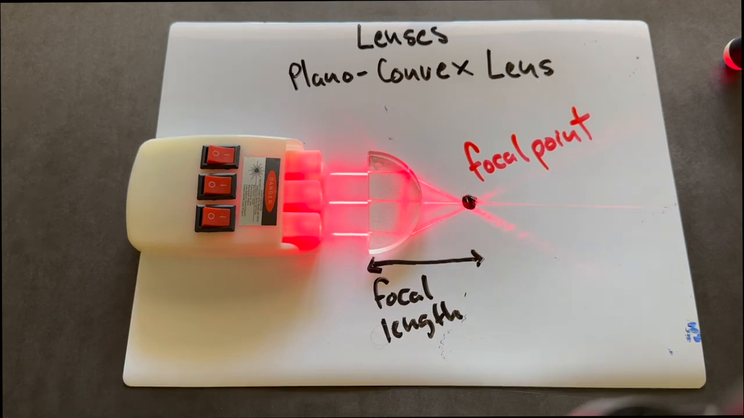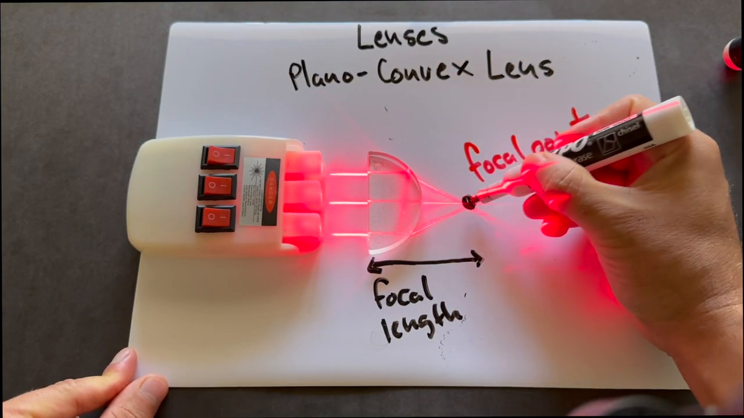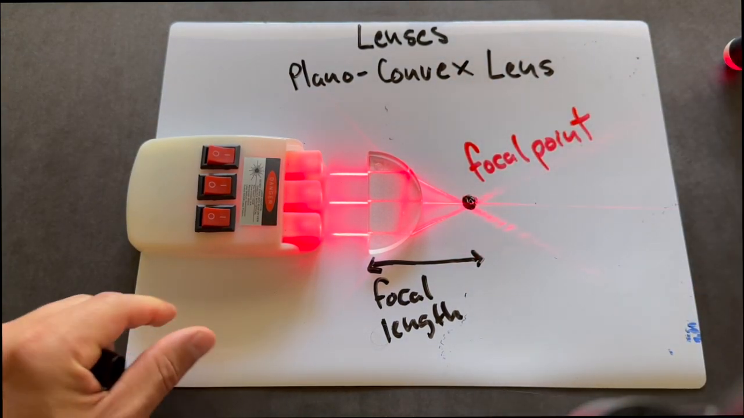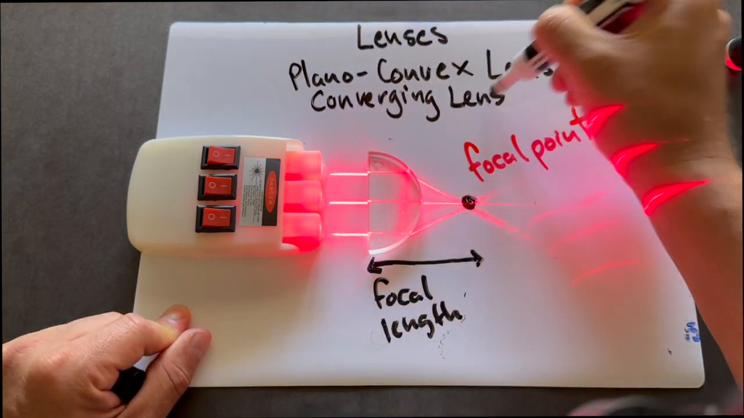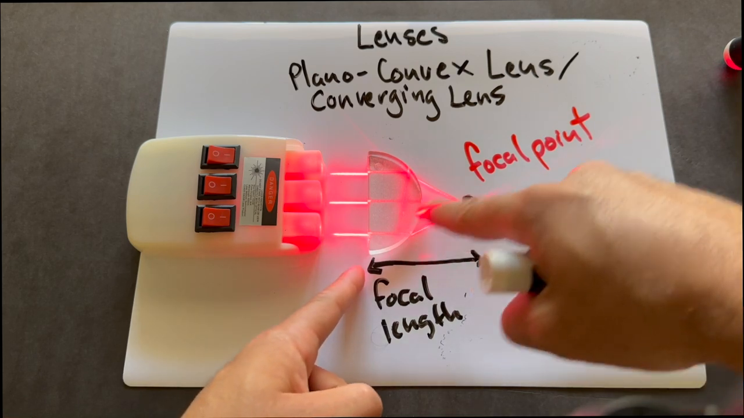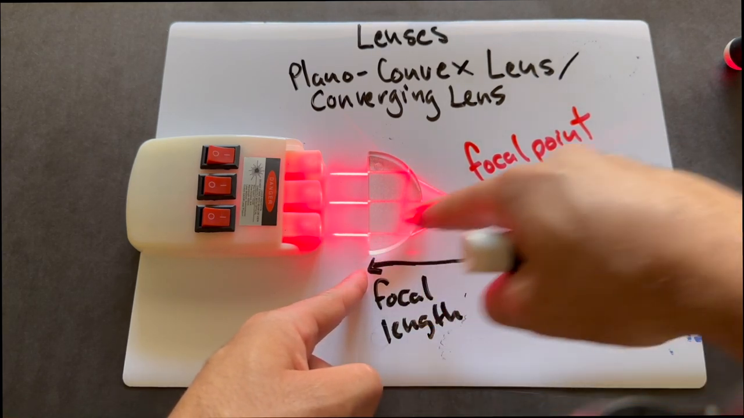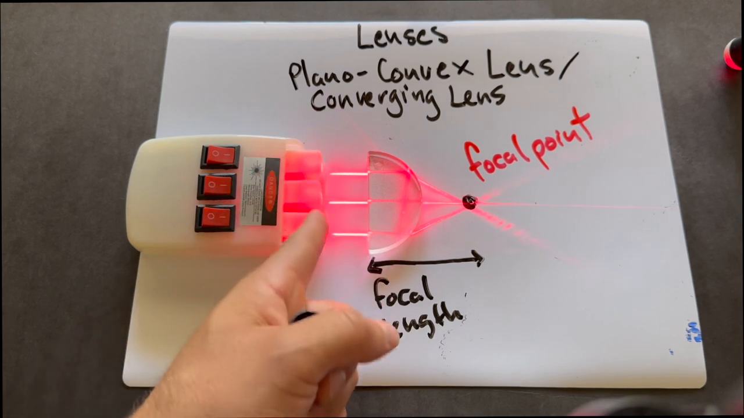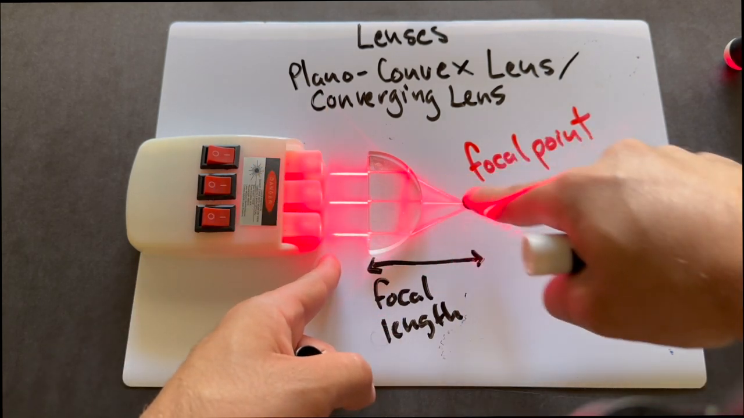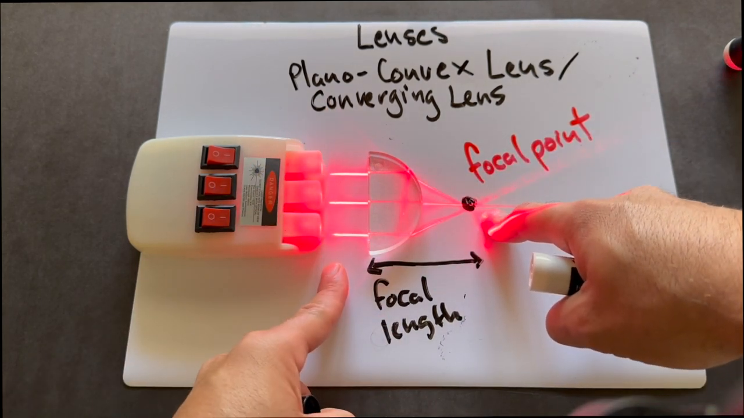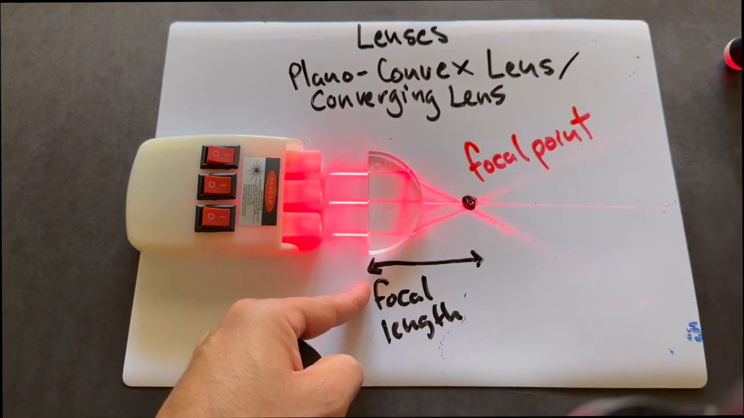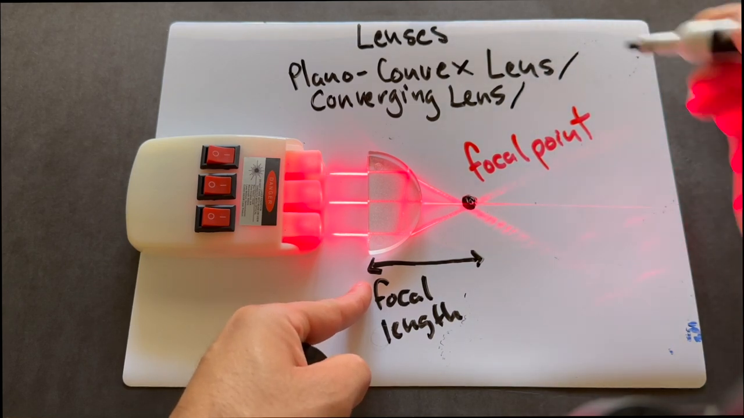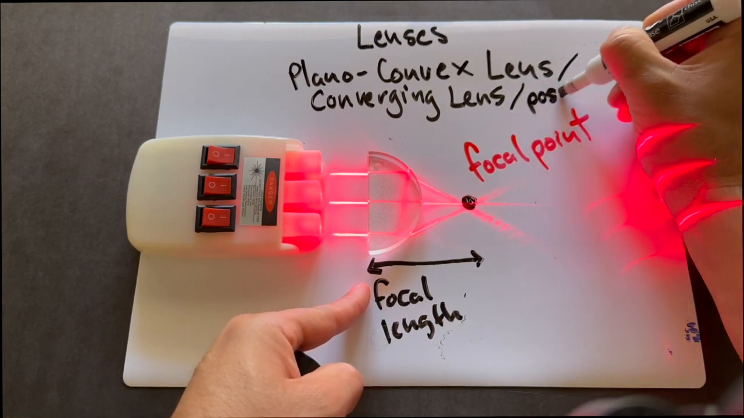Now, because this lens takes rays of light and converges them onto a single focal point, this lens is also called a converging lens. And because the focal length is downstream from the source, so the light is here, and our focal length is on the other side of that lens, that makes our focal length positive. And this lens is therefore also called a positive lens.